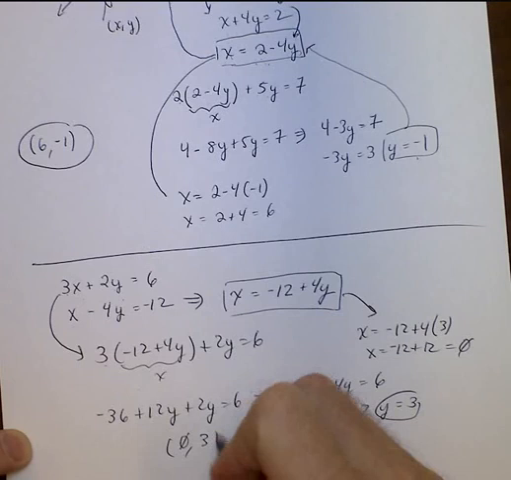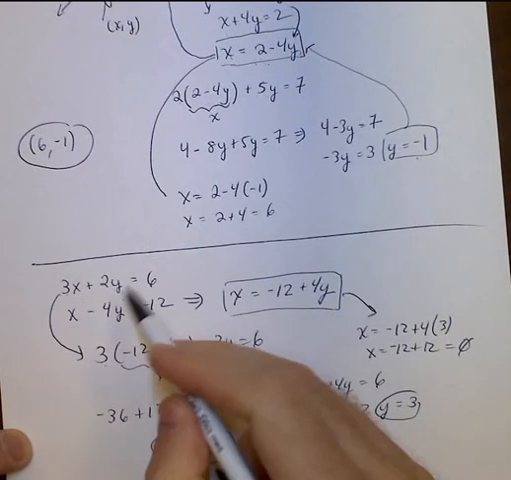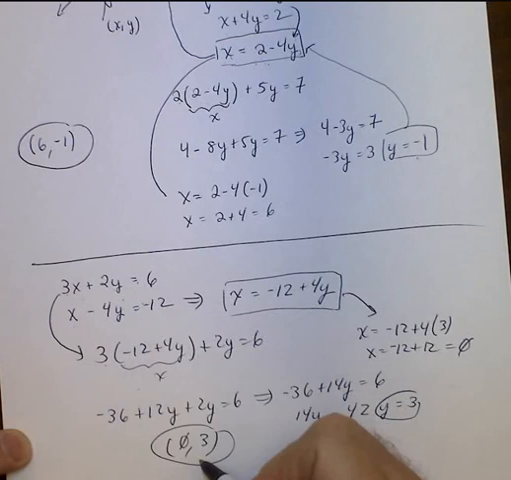So using substitution, we've just determined that these two lines intersect at the point 0, 3. So that's how you do substitution. Good luck.